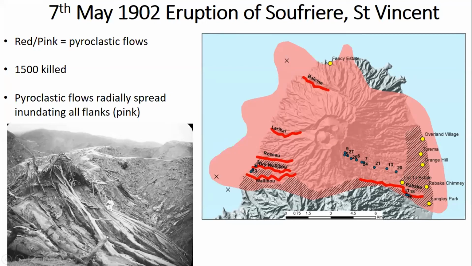Here are some of the effects of these pyroclastic flows on the flanks of the volcano. You can see these huge trees, there's a person here for scale, which have been felled by these pyroclastic flows. So this was a significant eruption.